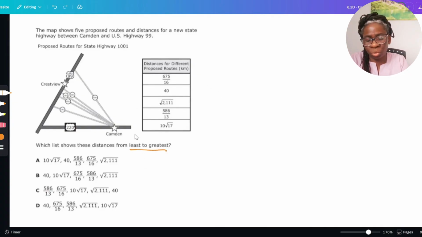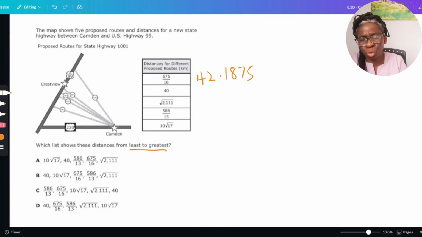So let's first do 675 divided by 16. 675 divided by 16 gives 42.1875, and this one is 40. Now let's find root 2111. This one is 1.4529. Now let's find 586 divided by 13.